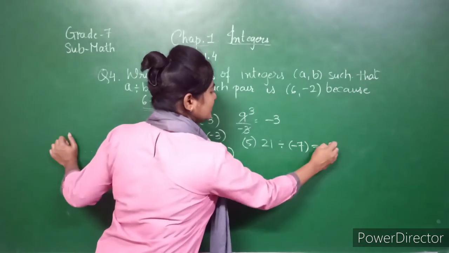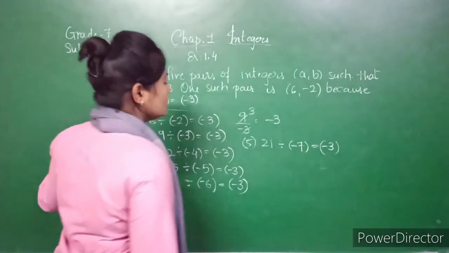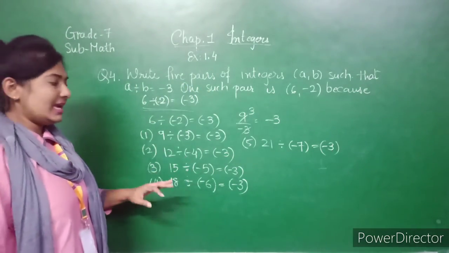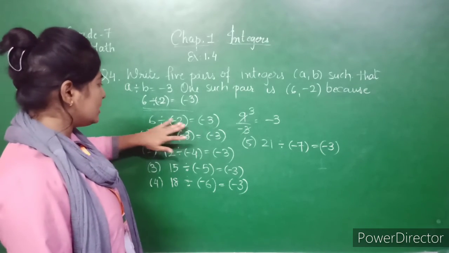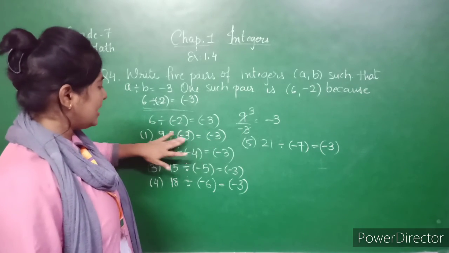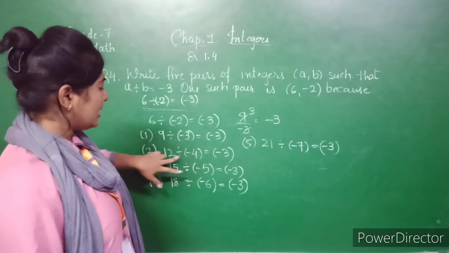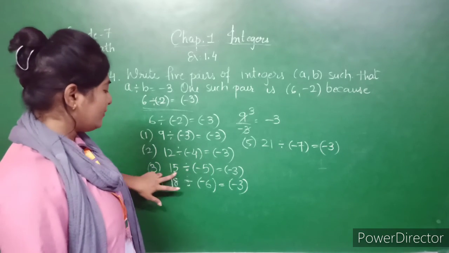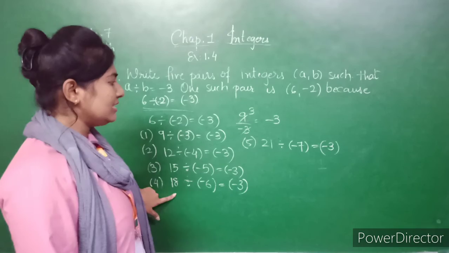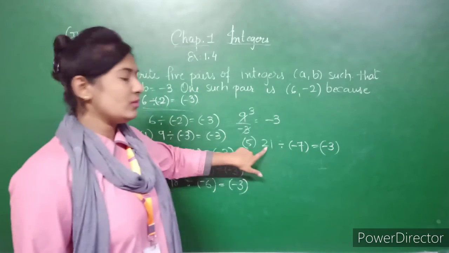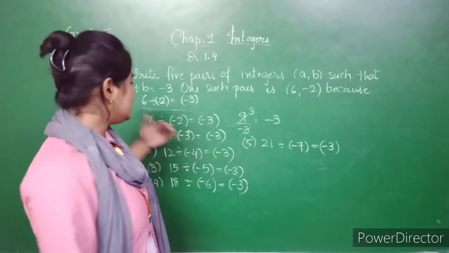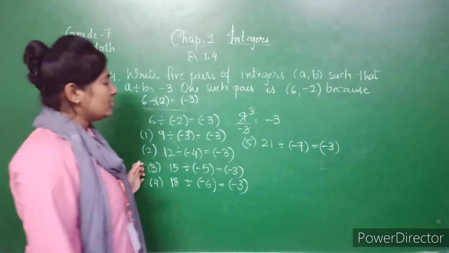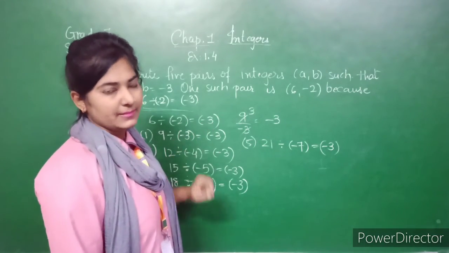It is minus 3. So in this way you can take the pairs like 3 twos are 6, 3 threes are 9, 3 fours are 12, 3 fives are 15, 3 sixes are 18, 3 sevens are 21. So these are the pairs from which you got minus 3.